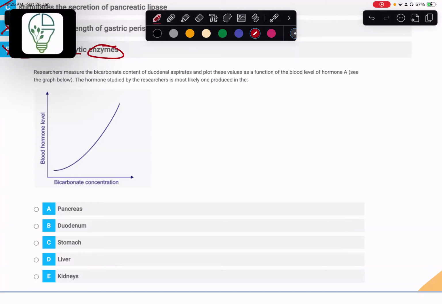This hormone, when it functions, it increases the bicarbonate secretion. What hormone does that? Secretin. What cells produce secretin? S cells. Where are the S cells that increase bicarb concentration present? In the duodenum. Exactly. So the answer is B.